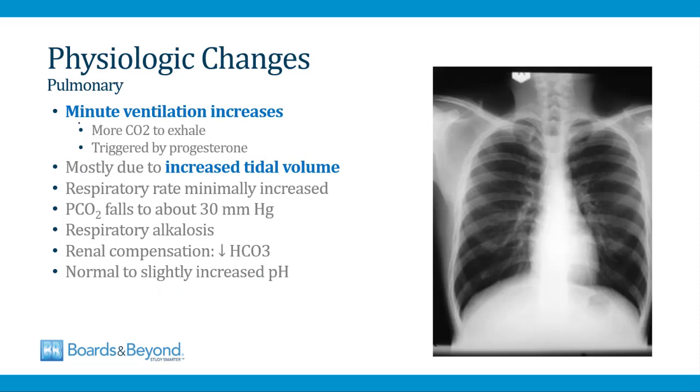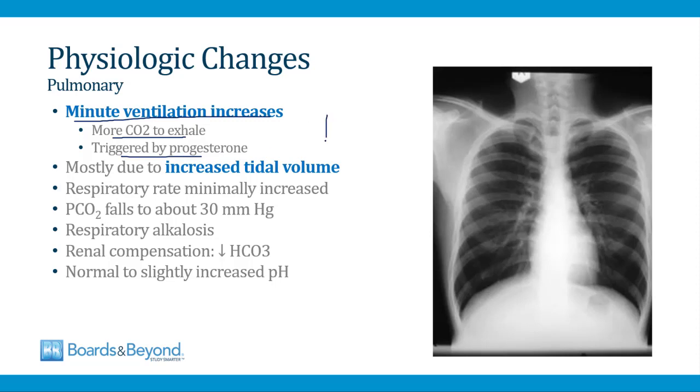In the lungs, the major change during pregnancy is that the minute ventilation increases. During pregnancy, there's more carbon dioxide that needs to be exhaled because of increased metabolism as the baby grows, and the rising levels of progesterone lead to a rise in the minute ventilation.